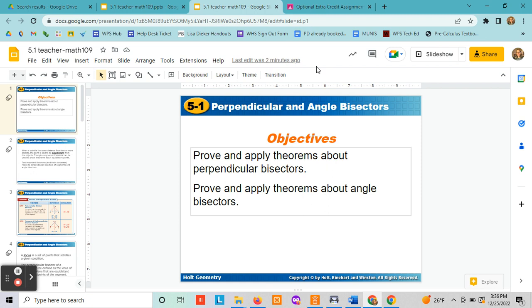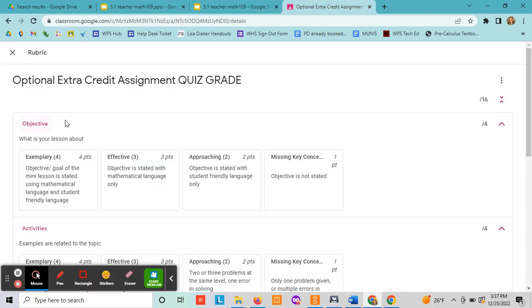I'm going to review the lesson that I have on perpendicular and angle bisectors. And while I was going through it, I noticed some areas in which I was not achieving the goals that I had set forward for you in the rubric criteria. So I've updated those, and I'm going to point out how this relates to the rubric. So let's look at our first rubric criteria.